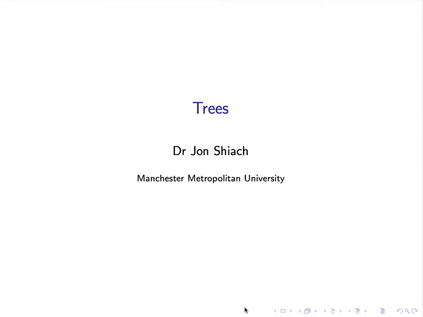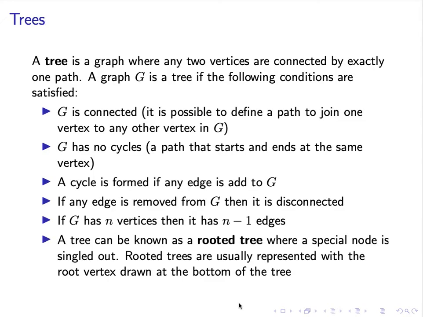So we're going to be looking at trees. Now, obviously the sort of trees we're going to be looking at are not the ones which you see in the parks. So we're going to be talking about mathematical trees. Now, a tree is a graph, and remember that graphs are simply sets of nodes or vertices connected by edges. So a tree is a graph where any two vertices are connected by exactly one path. In other words, there are no two ways to get from one vertex to another.